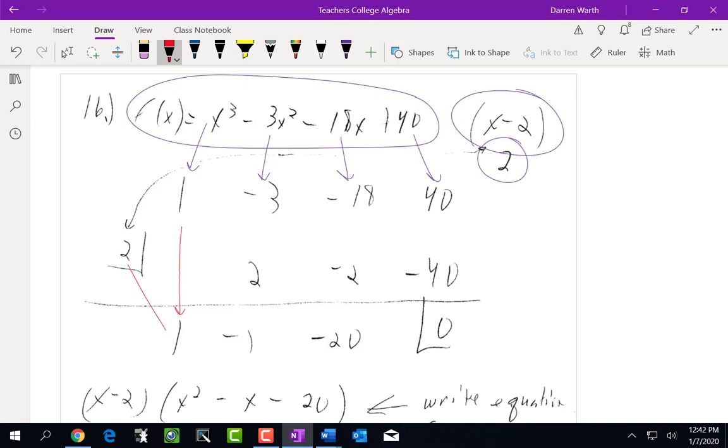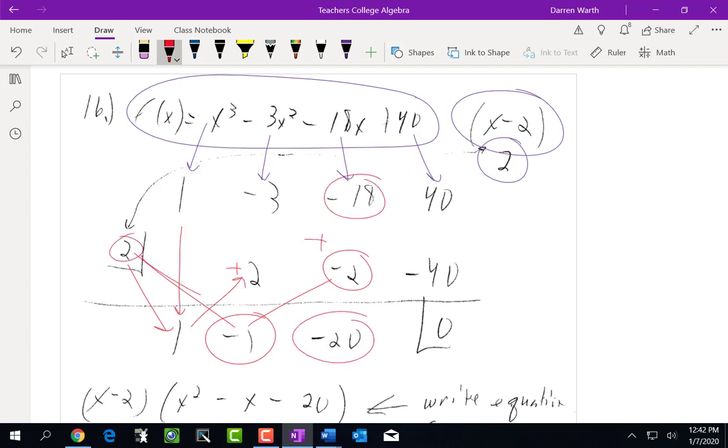Then I multiply. 2 times 1 is going to be 2. Then I add. Negative 3 plus 2 is going to be negative 1. So I repeat it. 2 times negative 1 is going to be negative 2. I add these together, and I get negative 20. I take 2 and multiply by negative 20, I get negative 40. And 40 plus negative 40 gives me 0.